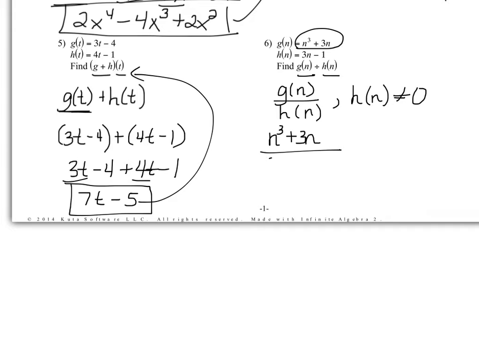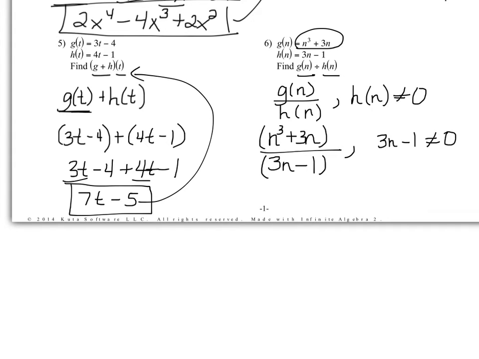Divided by h of n, which is 3n minus 1. And really, there's going to be nothing to do because we can't divide these because this is a quantity in parentheses and this is a quantity in parentheses. So you can't divide out individual stuff. And then provided the denominator 3n minus 1 is not allowed to equal 0.